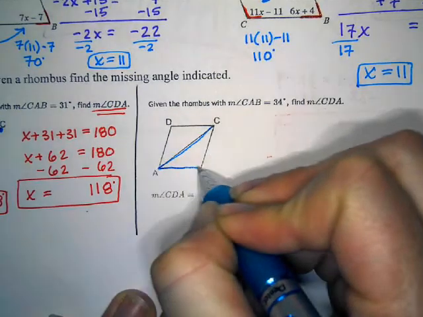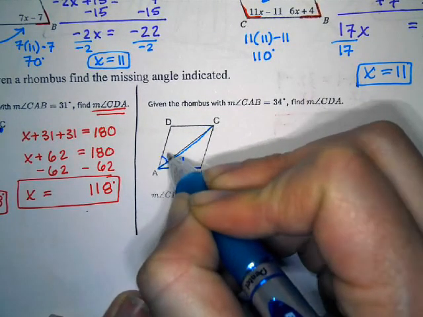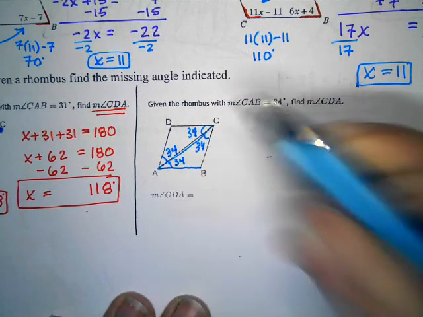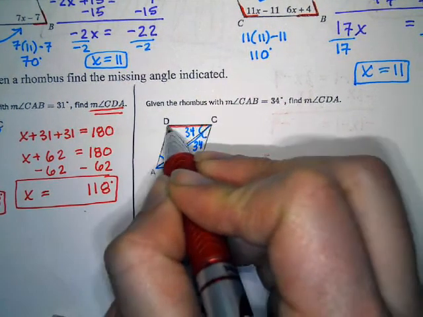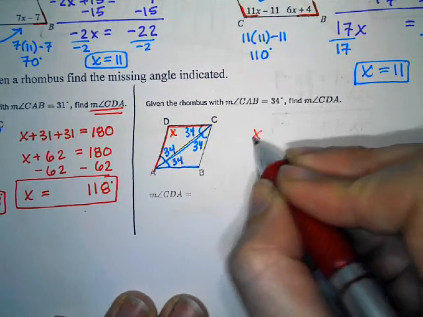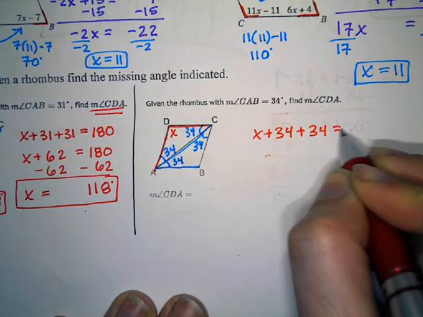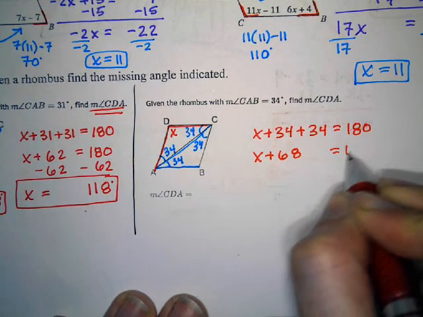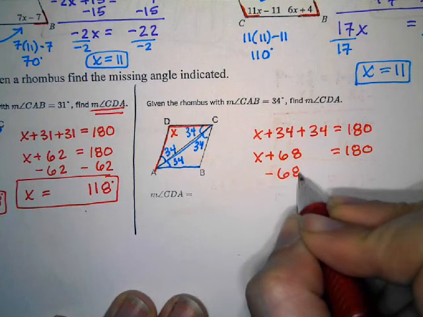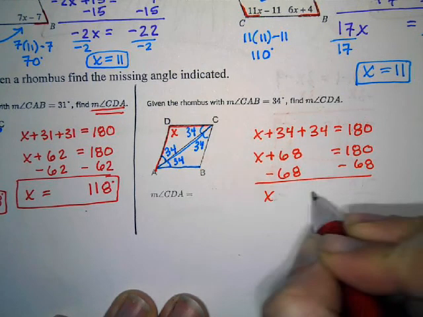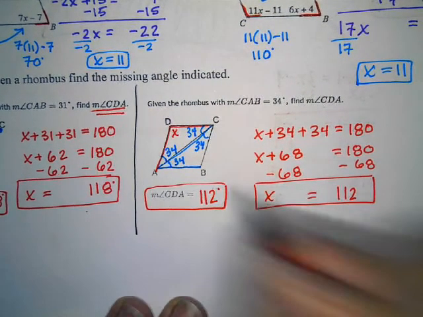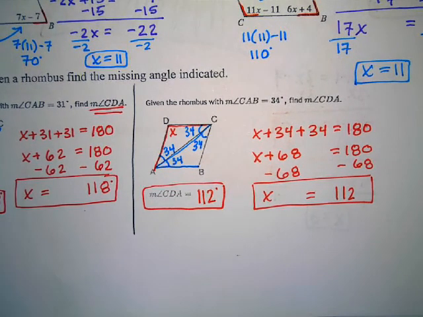Moving on to the question on our right, we know the angle CAB is 34, which means this is 34, 34, 34. They want me to find angle CDA. That means it'll add up to 180 for the triangle. What did you get for your final answer? Good job. Once you have that written in, turn the page.